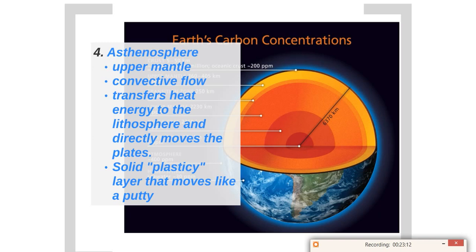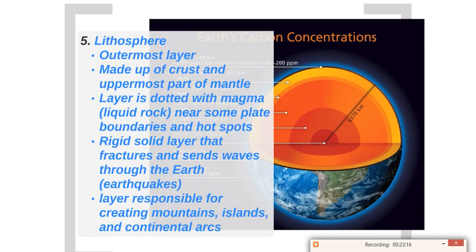Lithosphere, this is what you're walking on. It counts the crust and the upper part of the upper mantle. So it's the outermost layer of the Earth. Like I said, it's made up of the crust and the uppermost part of the mantle. The layer is dotted with magma, which is liquid rock, near some plate boundaries and hot spots, which we haven't talked about yet, but we will.